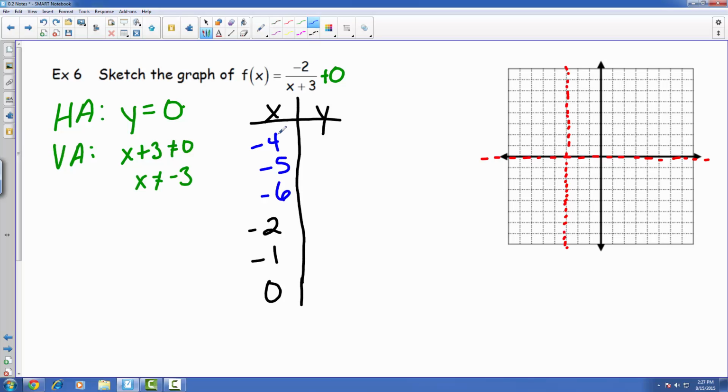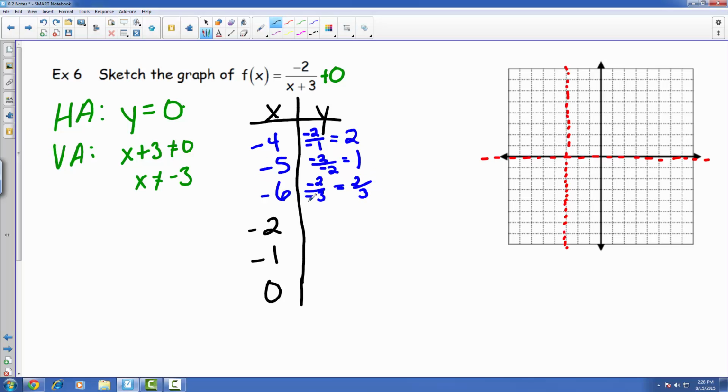If we throw in -4, we have -2 on top divided by -4 plus 3, which is -1. So ultimately, we have -2 divided by -1, which comes out to be +2. When we throw in -5, we still have -2 on top over -5 plus 3, which is -2, which comes out to be +1. When we try -6, we end up with -2 still on top over -6 plus 3, which is -3. So that'll come out to be 2/3.